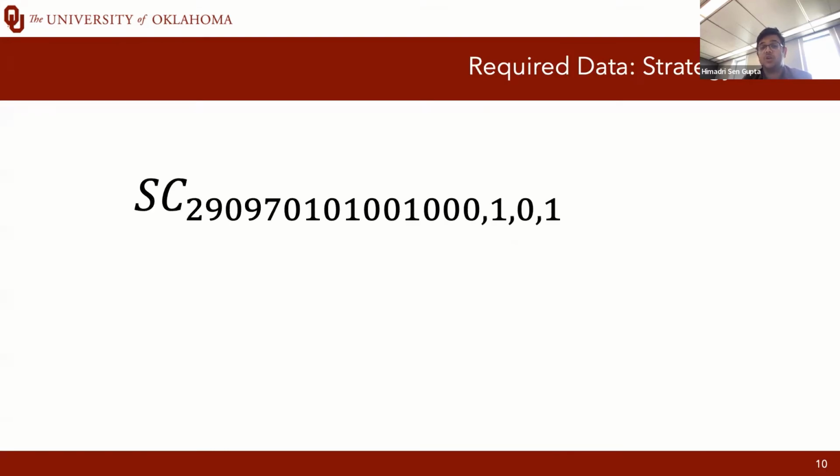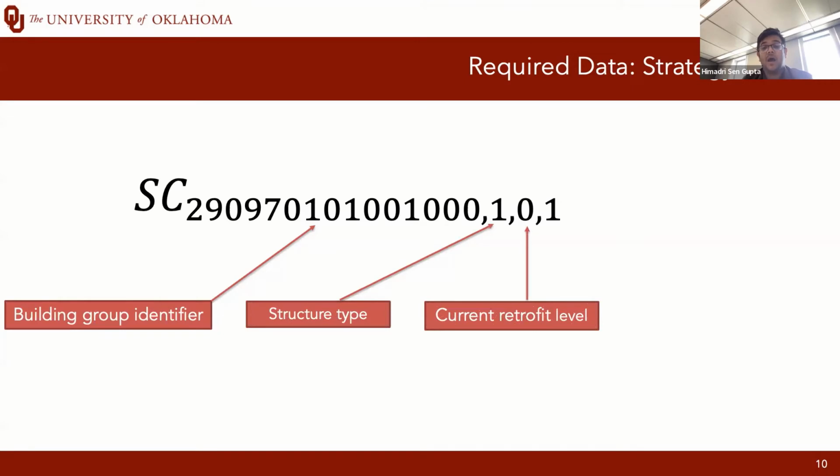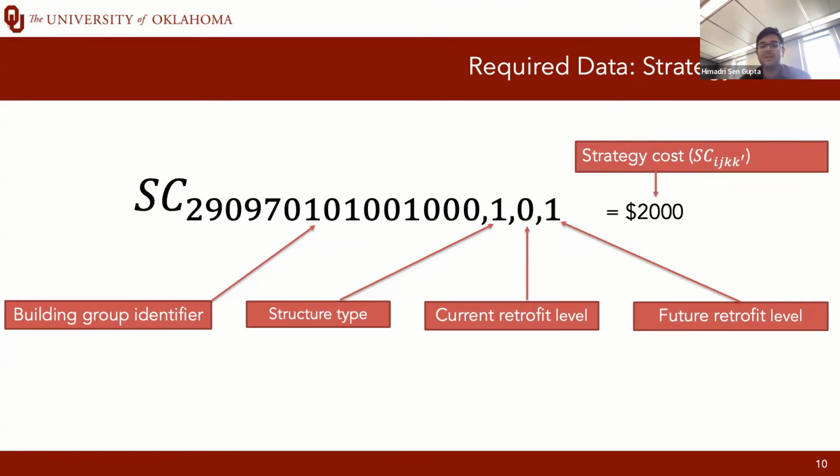And here's what the data should look like, where the first one is the building group identifier, then the structure type, then my current retrofit level where the building currently is, and then the future retrofit level, from where to where I want to go. Like if the building is at retrofit level 0, and I want to go to level 1, then what will be my strategy cost? So that will be like this. And this is the cost-related data of my optimization data set, which will be presented by Rafia soon.